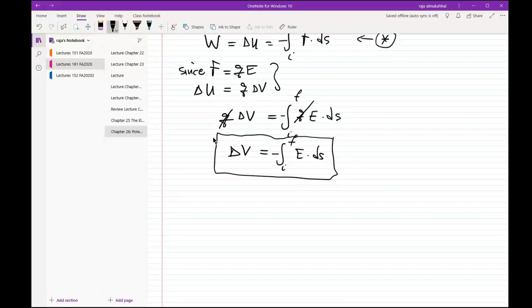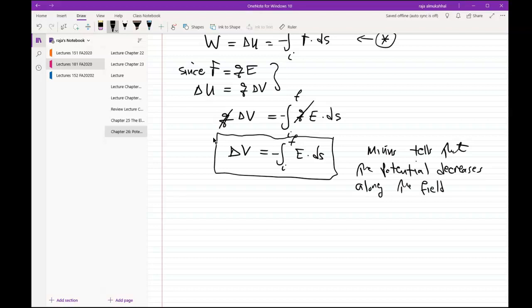The minus sign basically tells us that the potential decreases along the field direction. Okay, so let me write it down. Minus tells us that the potential decreases along the field direction. Okay.